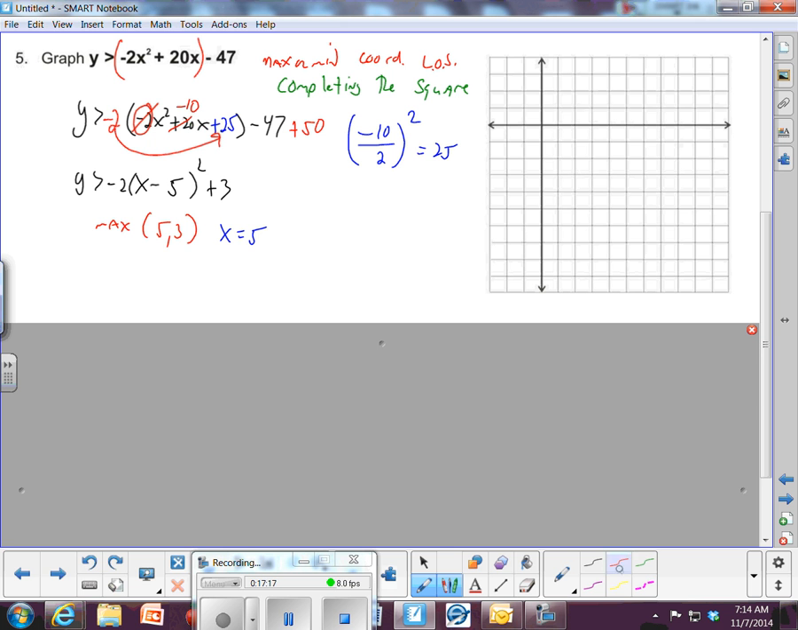All right, I'm ready to roll. So there's my vertex, right? A maximum. All right, so I just graphed the point (5, 3). I'm going to show my line of symmetry. Ready to roll, right? What's next? Hopefully you're thinking xy chart.